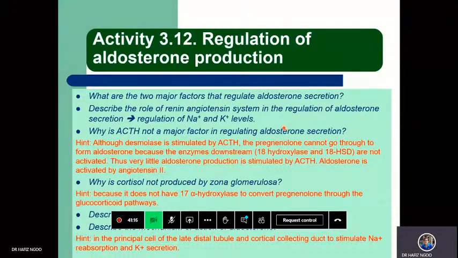So describe the role of renin-angiotensin in regulating aldosterone. Renin is released from the juxtaglomerular cells. Renin itself is an enzyme that converts angiotensinogen to angiotensin 1, and angiotensin 1 goes to the lung to be converted to angiotensin 2. Okay.